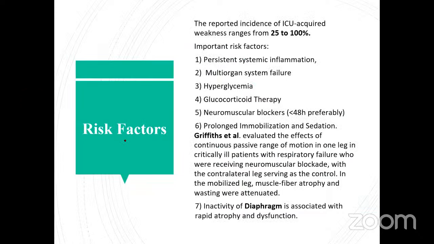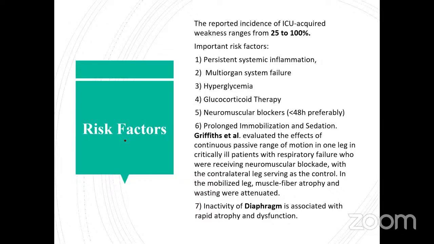See, the prevalence of critical illness weakness is about 25 to 100%. There are some important risk factors. That is persistent systemic inflammation, which you can assess by doing a CRP, multi-organ system failure, hyperglycemia, glucocorticoid therapy, neuromuscular blockade, preferably less than 48 hours, you should not do more than 48 hours or you will get in trouble, prolonged immobilization, and sedation. One of the important things is sedation. Griffiths et al. showed the effects of continuous passive range of motion in one leg in critically ill patients in respiratory failure who were receiving neuromuscular blockade; the contralateral leg in this study served as a control. In the mobilized leg, what happened? The muscle fiber atrophy and wasting were not seen, they were attenuated.